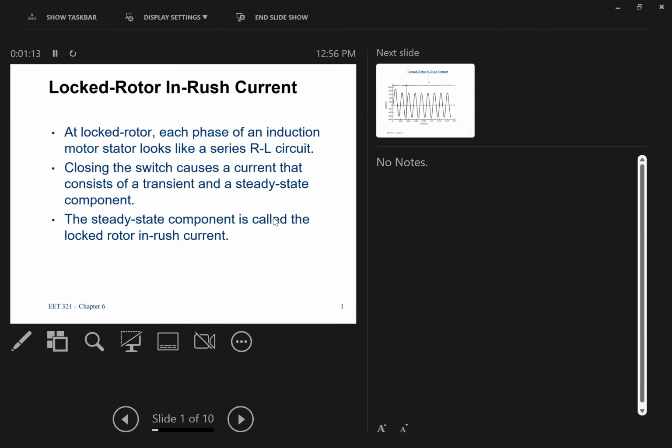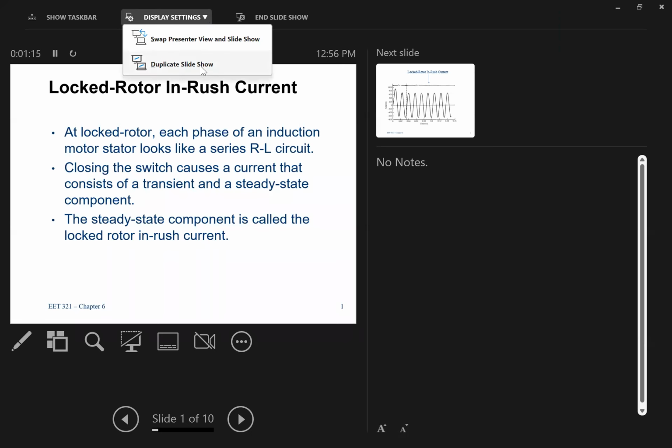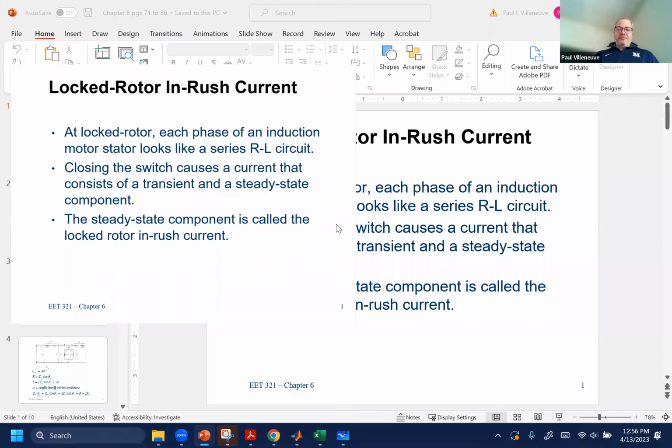Paul, the screen you're sharing is, I think, the presenter mode. Yeah, sorry, I forgot to do the duplicate. Okay, thank you.